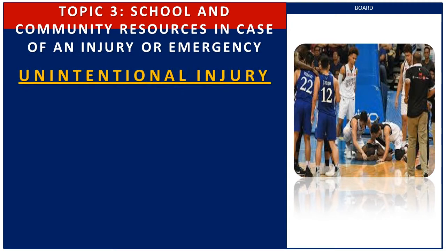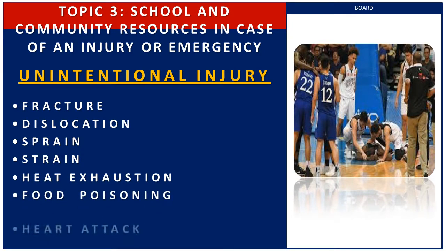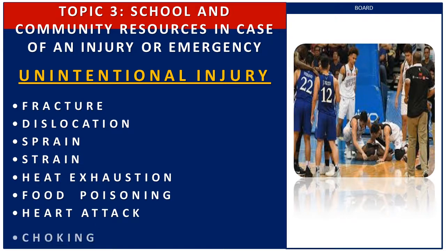Let us now proceed to unintentional injury. Always remember that unintentional injuries are injuries which are not expected, also known as accidents. So let me give you some examples. We have fracture, dislocation, sprain, strain, heat exhaustion, food poisoning, heart attack, and the last one is choking.